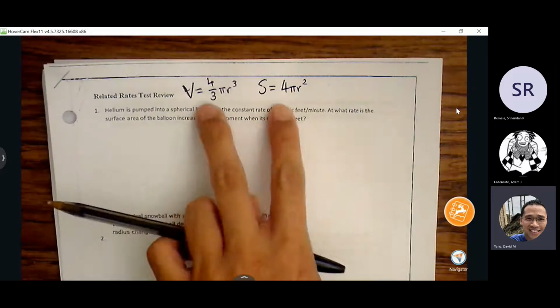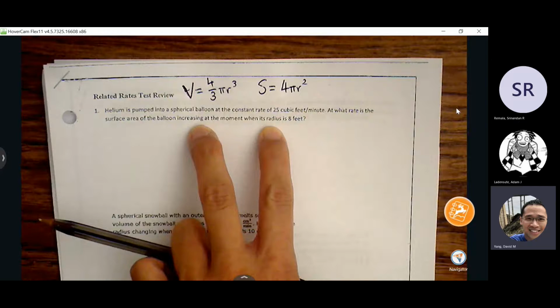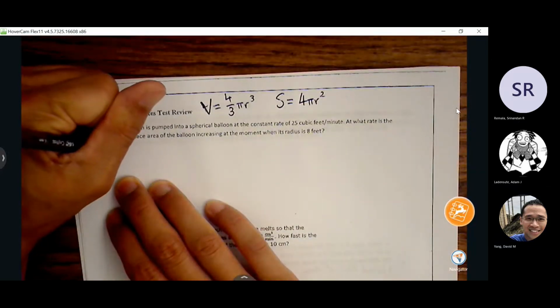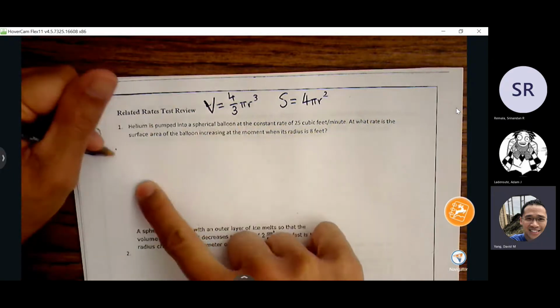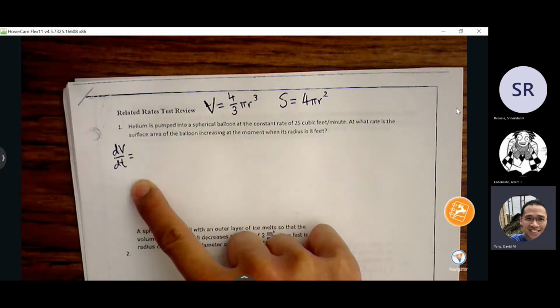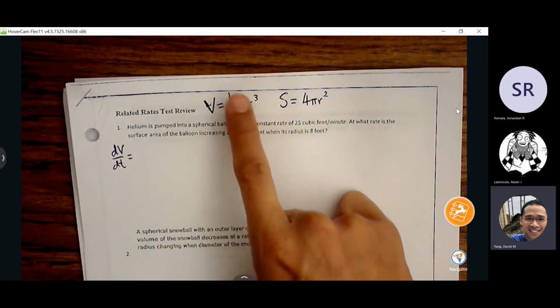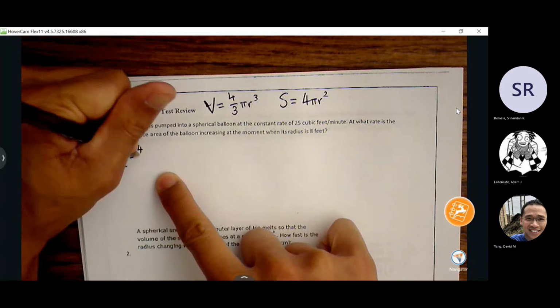Okay, we know that, we just know we're going to have to involve derivatives here, so we'll get that out of the way. Derivative, V becomes dV/dt. 4/3 pi is just the coefficient, that just stays. And then r cubed, we go through the power rule there.